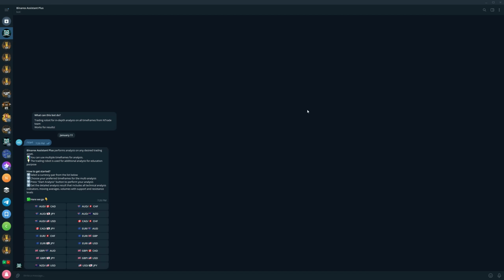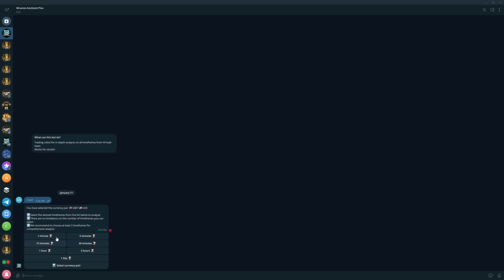System Plus robot. This is a robot that performs analysis on any desired trading asset. You can choose from the list of these assets. After you've chosen the asset, you can choose a time frame: 1 minute, 5 minutes, 15 minutes, 30 minutes, 1 hour, 5 hours, and 1 day. You can choose all of them or whichever you're interested in. I usually go for 5 minutes, 15 minutes, 30 minutes, and 1 hour.